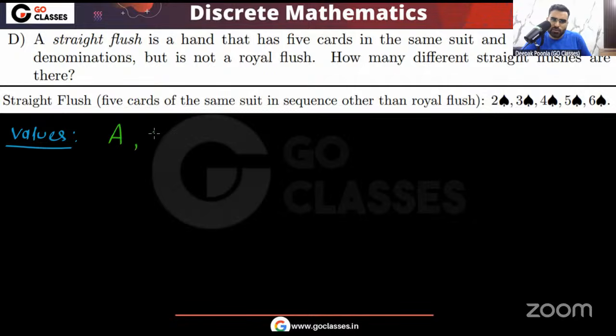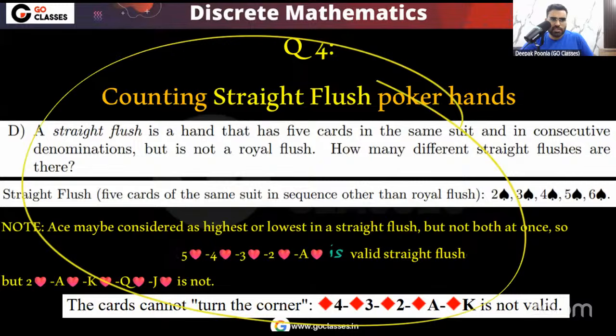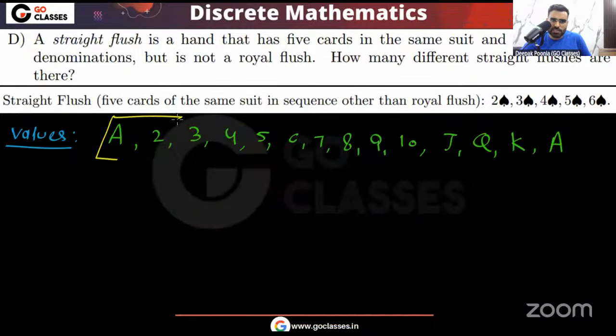So basically these are the values: ace, 2, 3, 4 and so on, 2 3 4 5 6 7 8 9 10, jack, queen, king, ace. Notice what I'm doing. I'm writing ace here also, ace here also. What is the reason? The reason is simple: if you read the question, it is basically saying that you can consider ace as the lowest, or you can consider ace as the highest.